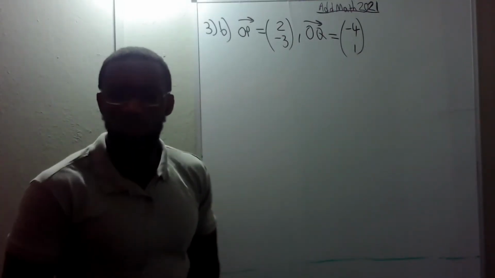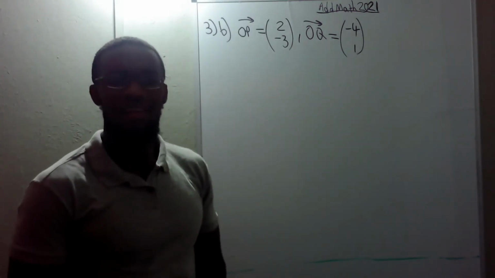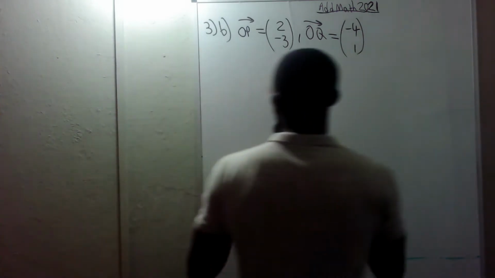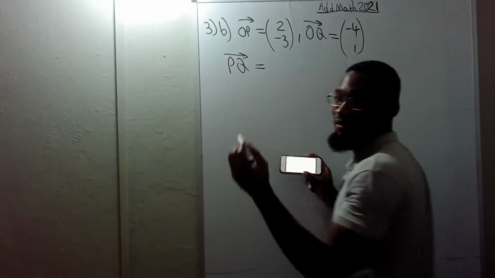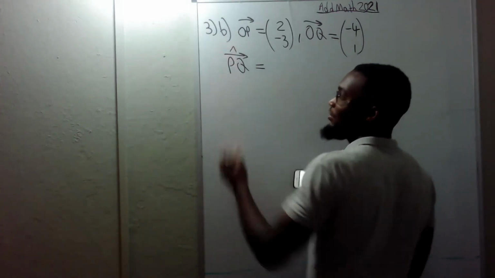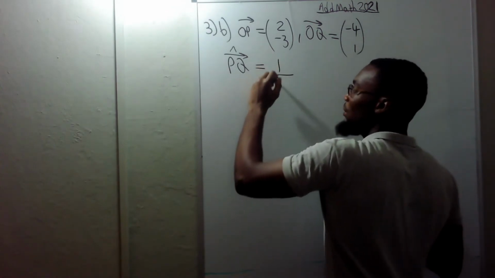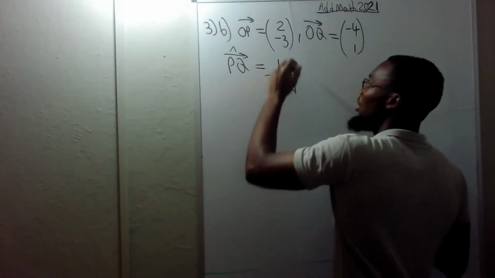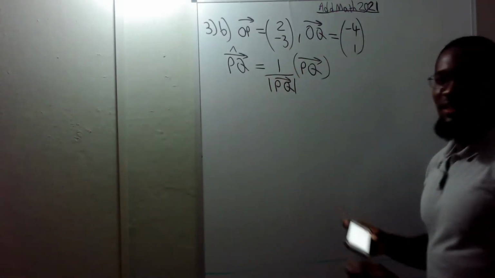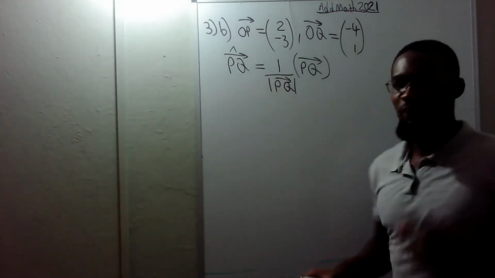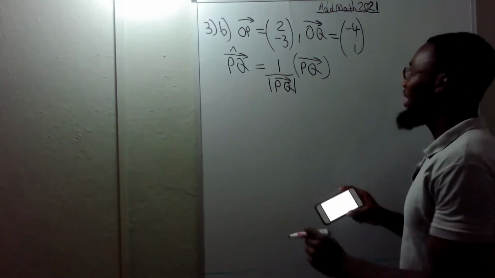Now guys, what unit vector? How do we do that? Remember the unit vector formula? Unit vector, you put a hat on top of the vector. This means unit vector. Unit vector of PQ is 1 over the magnitude of vector PQ multiplied by vector PQ itself. And so, guys, first thing we need to do is find vector PQ.